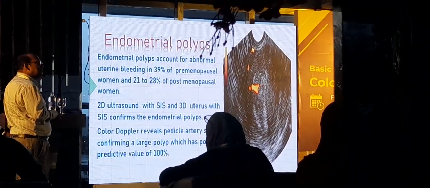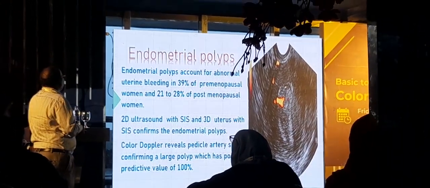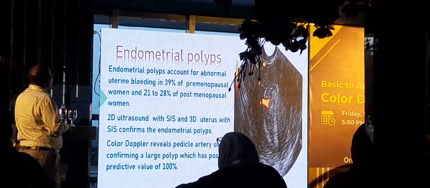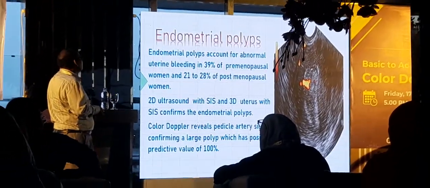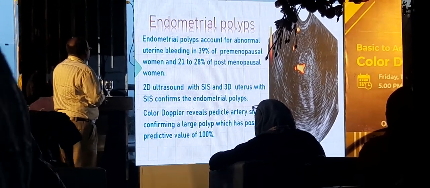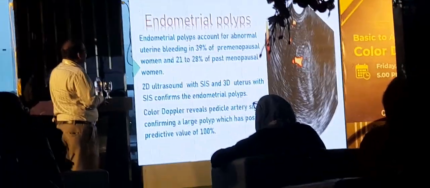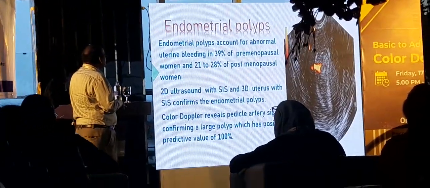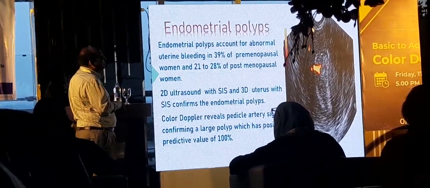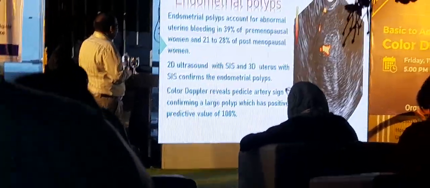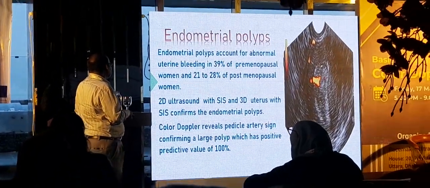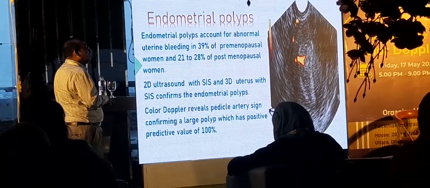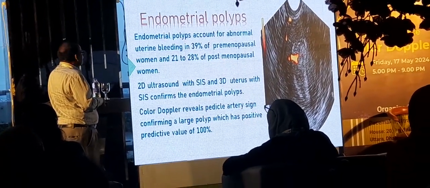In that case, Doppler can help you for the diagnosis of that condition. Polyp. Endometrial polyps account for abnormal uterine bleeding in 39% of premenopausal women and 21 to 28% of postmenopausal women. 2D ultrasound with SIS, that is saline infusion sonography, and 3D uterus with SIS confirmed endometrial polyp. Color Doppler reveals pedicle artery sign confirming a large polyp, which has positive predictive value of 100%. That is, feeding vessel is very important.